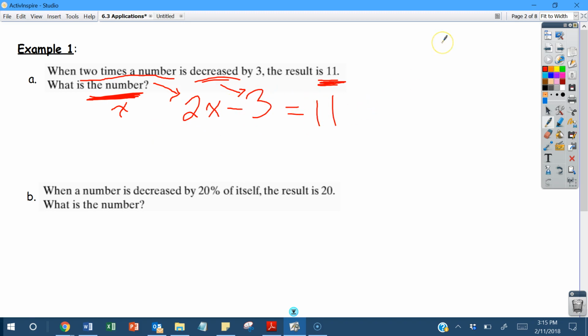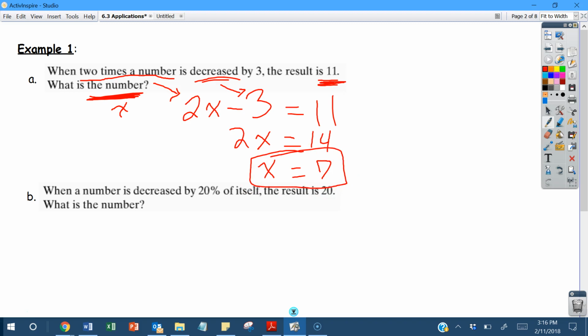So here's my equation I want to solve. Okay, I'm going to solve it real quick. For x, I'm going to add 3 to both sides, and I end up with 2x is equal to 14. Divide both sides by 2 to get x by itself, and I get x is equal to 7. So that number is 7. That's the answer to this question. Okay. B is a little bit different.